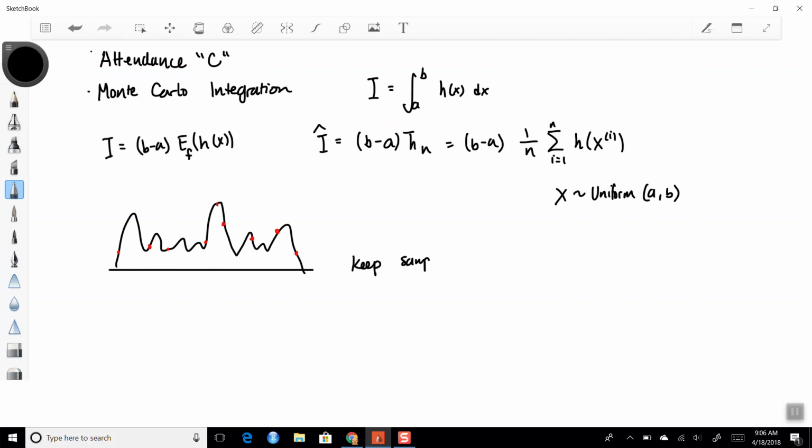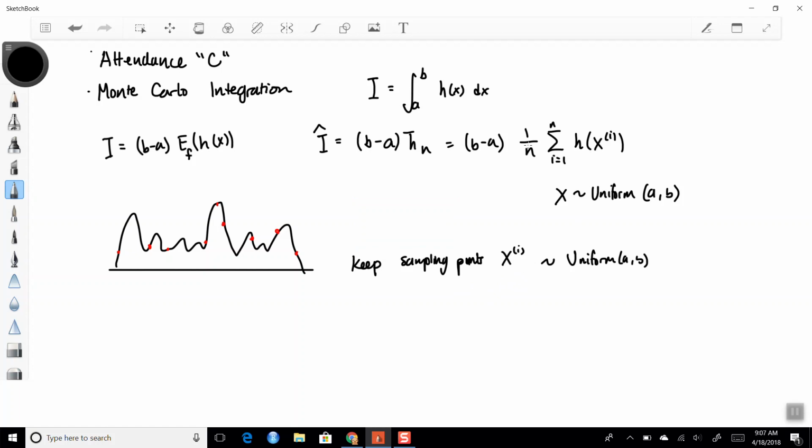Keep sampling points, x sub i coming from the uniform on a to b, then we plug in, calculate h of x sub i, and take the sample mean of all of those. Okay, and we studied properties. So that was Monday, and this is fine. This is a decent method for approximating an integral.